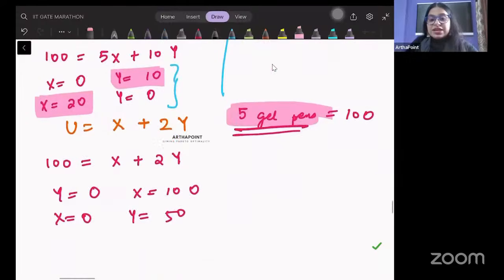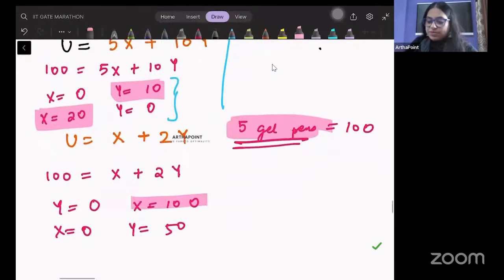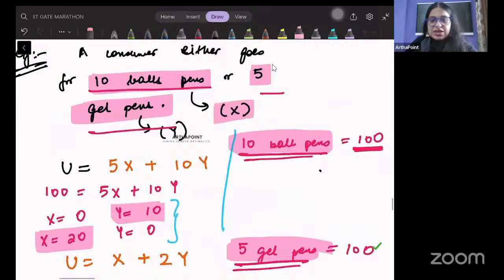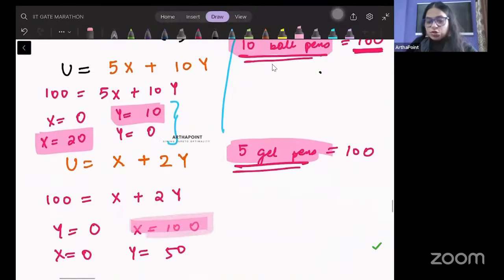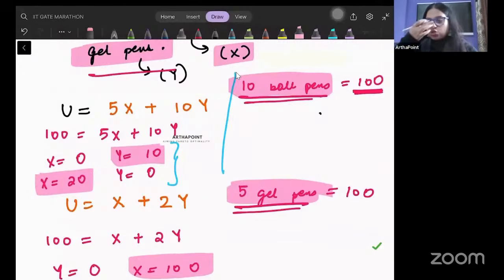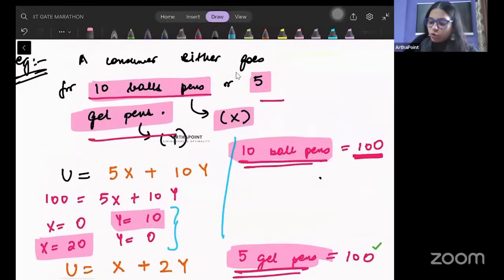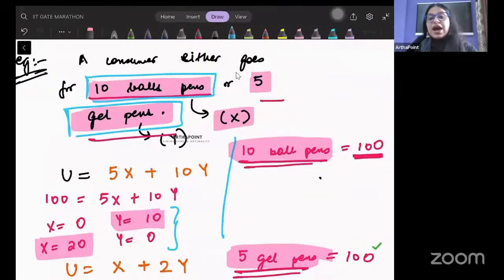Same here. Either you double the ball pens, ball pen was represented with X, you give me 100 ball pens, or you halve the gel pens, you give me just 50 gel pens. So in order to achieve this same ratio, that either you give me double the ball pens, or you give me half of the gel pens, I have to go ahead and reverse their coefficients. Only then I will be able to get the same rate of substitution.